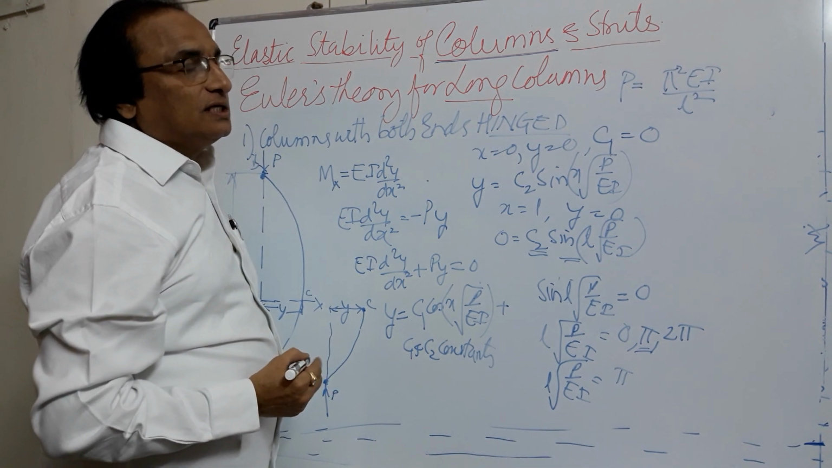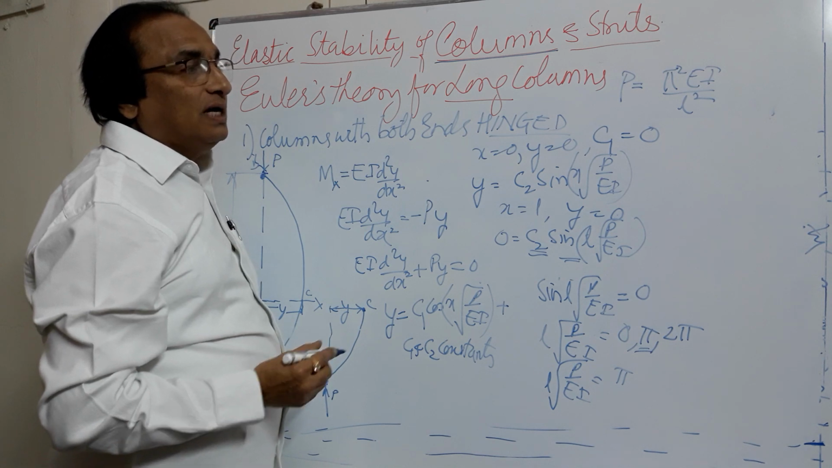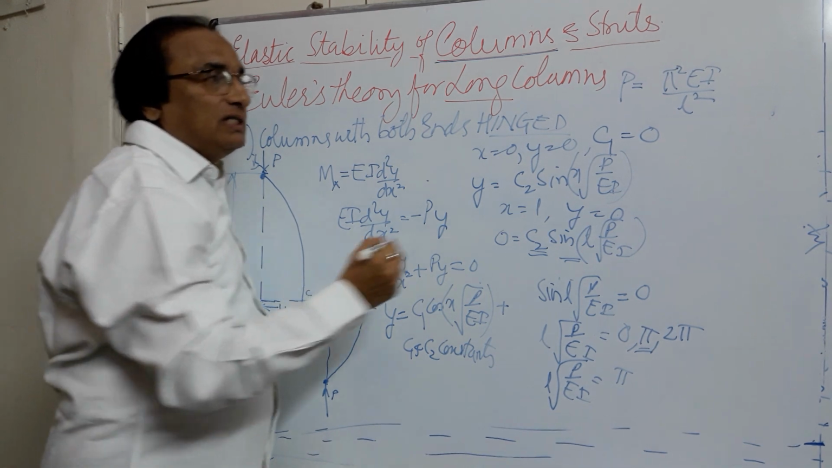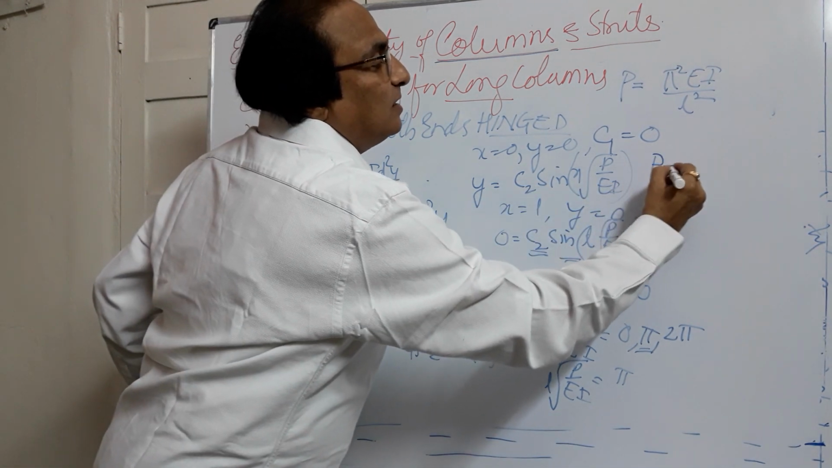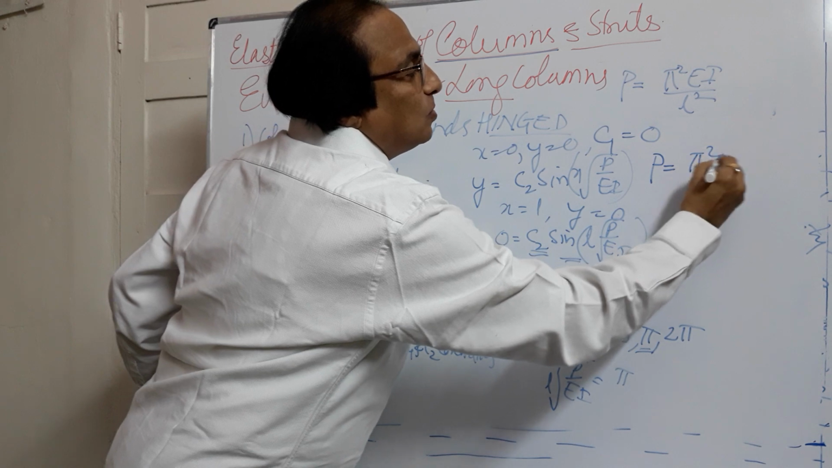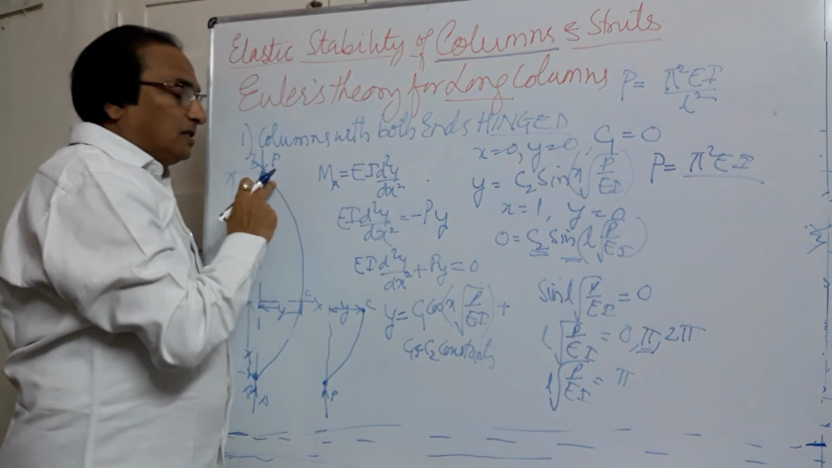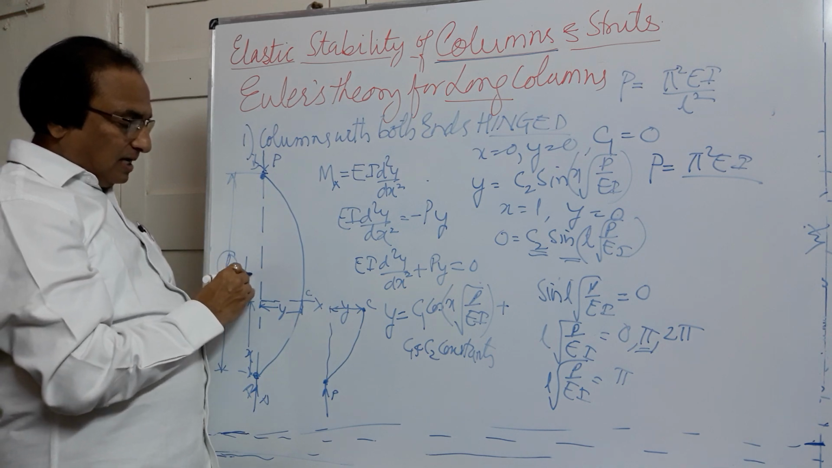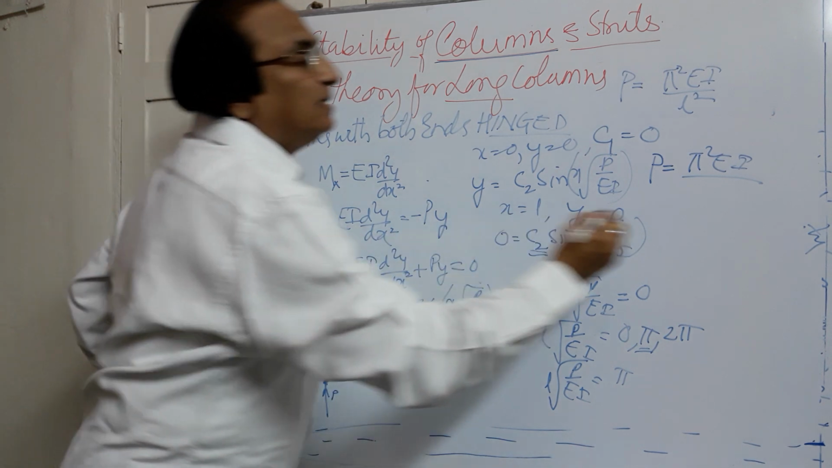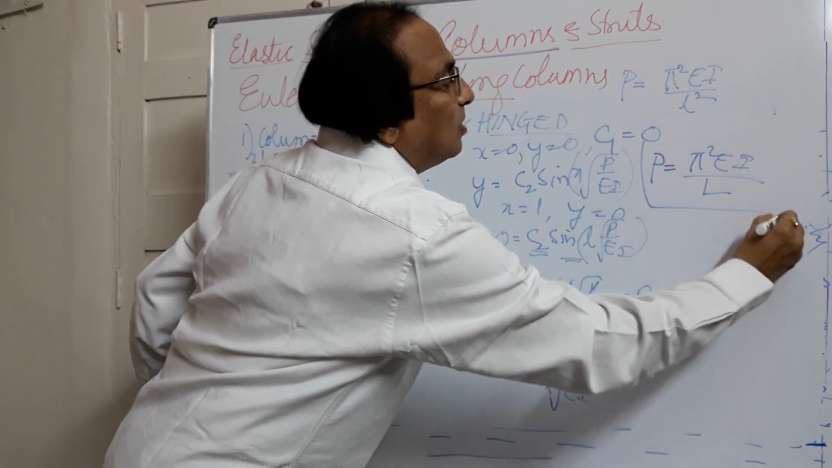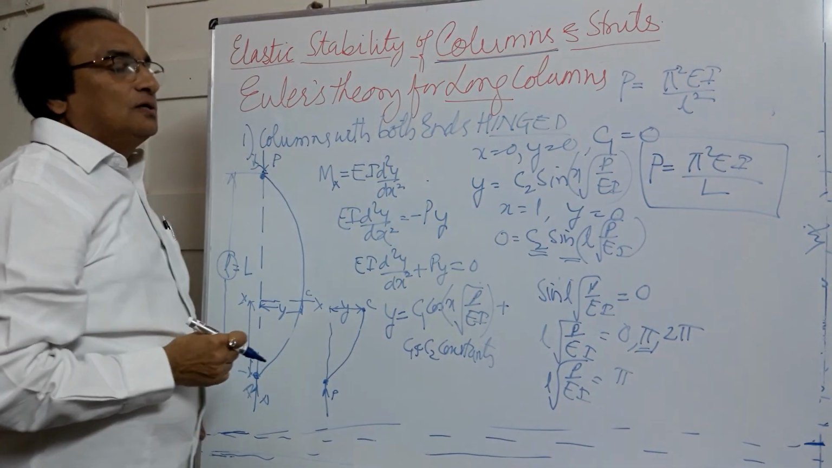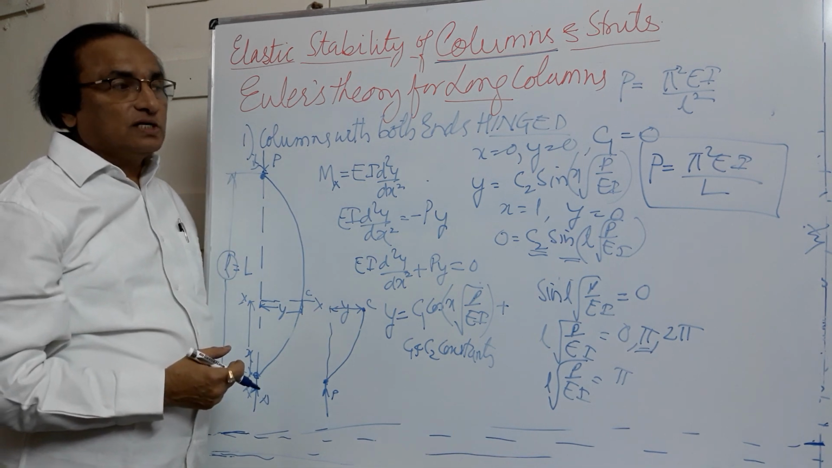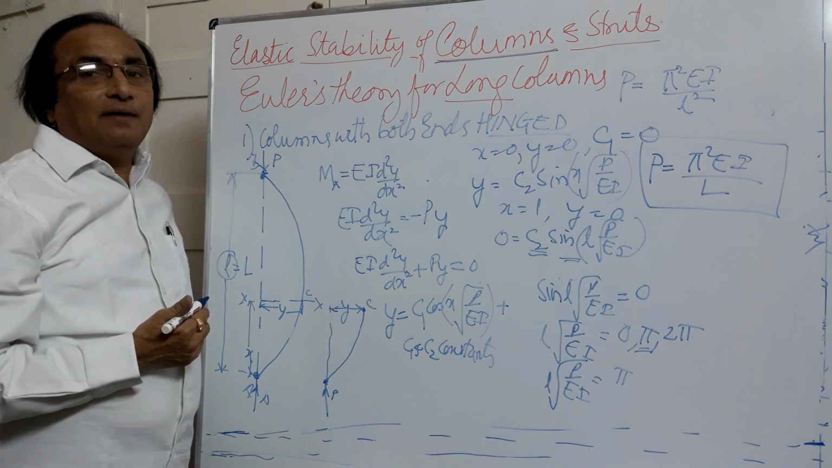So here this is a formula which you have to remember. This is for the case where both the ends are hinged, and we have seen the definition. The effective length of the column is equal to the actual length of the column with both the ends hinged. So this small l is nothing but your capital L. This capital L is the effective length of the column. So the load carrying capacity of a column with both the ends hinged is given by pi squared EI by L squared.